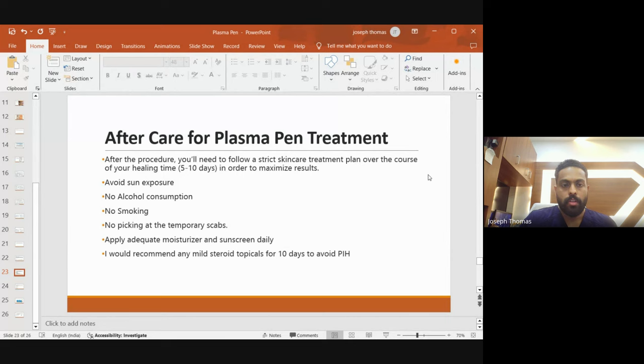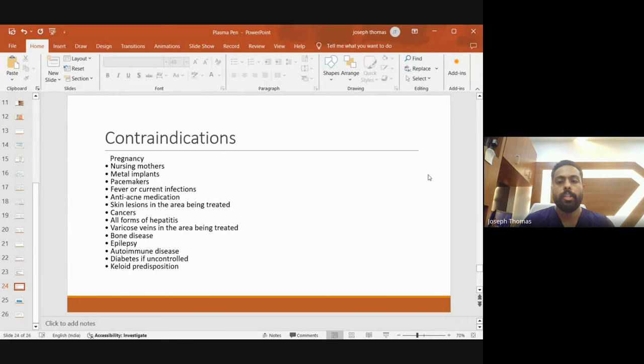So what are the contraindications? Don't worry about the list being shown here. Plasma pen is a relatively newer technology, so there are no studies in pregnant women. So definitely try to avoid it in pregnant women, nursing mothers, metal implants, pacemakers, fever or any current infections, anti-acne medications such as hydroquinone, skin lesions in the area being treated, cancers, all forms of hepatitis, varicose veins in the area being treated, bone disease, epilepsy, autoimmune disease, uncontrolled diabetes, keloid predisposition and so on. These are relative contraindications, not absolute contraindications. So use your wisdom. That's the only thing.